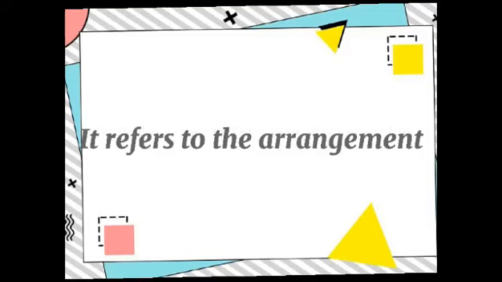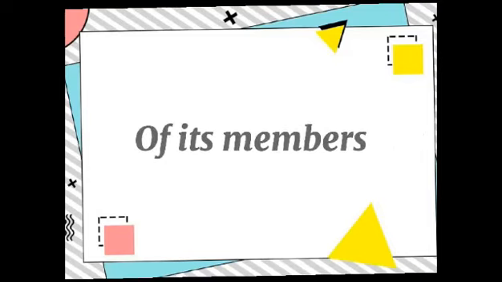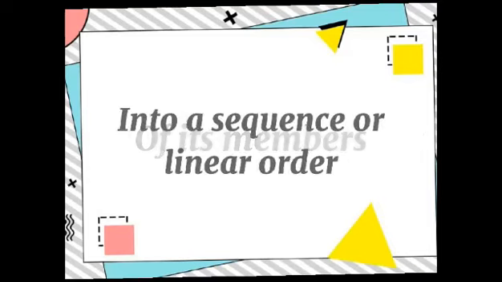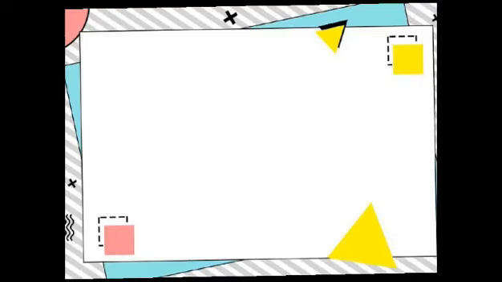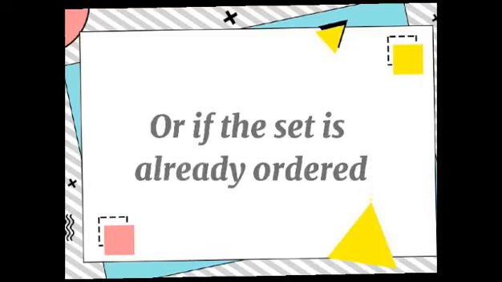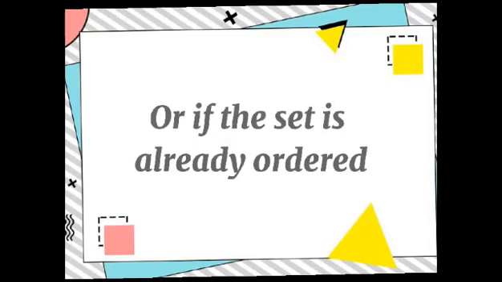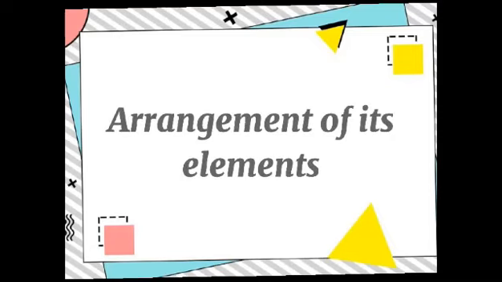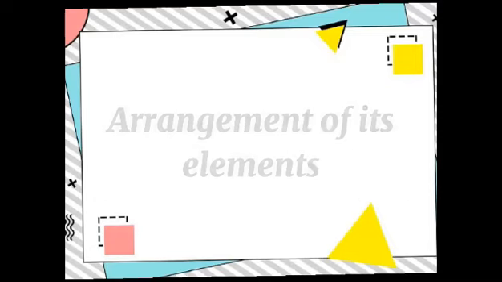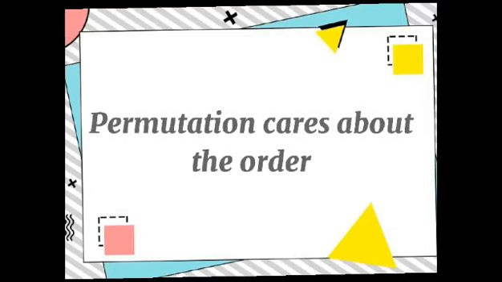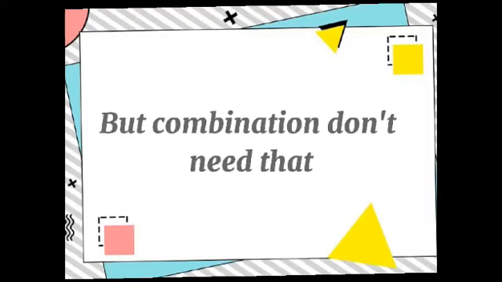Do you know what's permutation and what is combination? It refers to the arrangement of its numbers into a sequence or linear order, or if the set is already ordered, arrangement of its elements. Permutations care about the order, but combination doesn't need that.